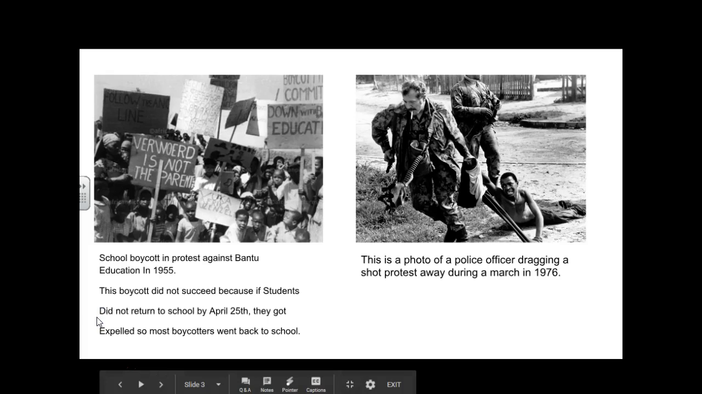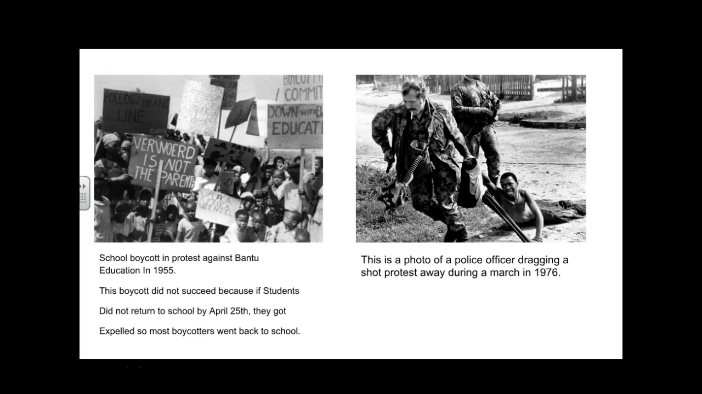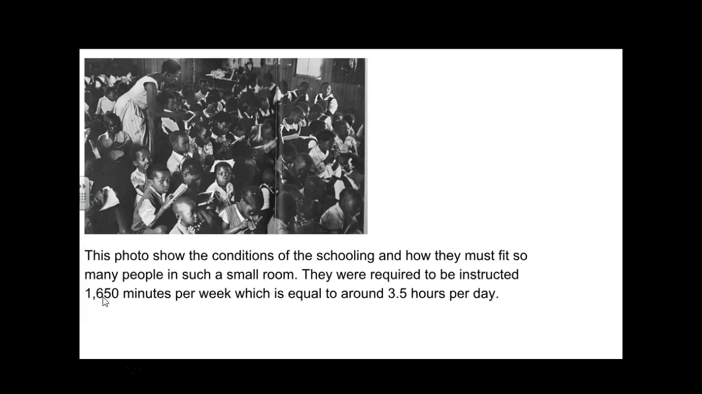Okay, so the first picture is a picture of the school boycott in 1955, and it did not succeed because the government threatened to expel the kids if they didn't go back to school. And then the second picture is a picture of a police officer dragging a protester that got shot in the march in 1976. And that shows the conditions of the school and how they had to fit so many people in a small room, and they're required to instruct 1,650 minutes per week, which is 3.5 hours a day.